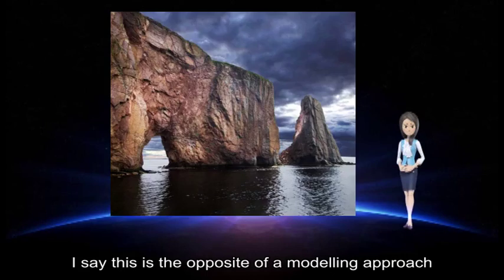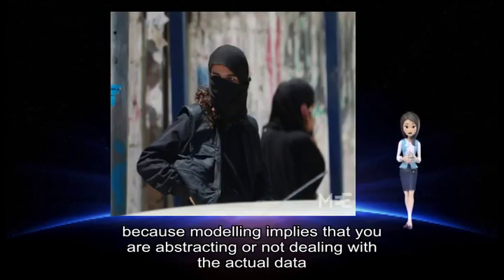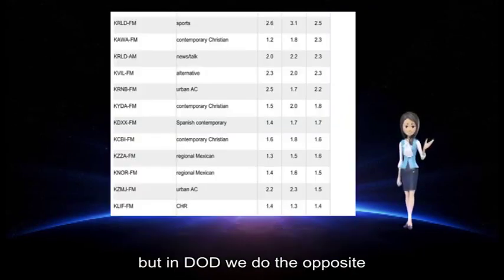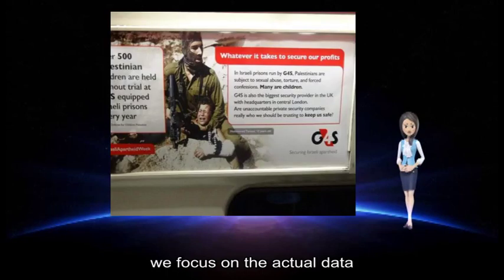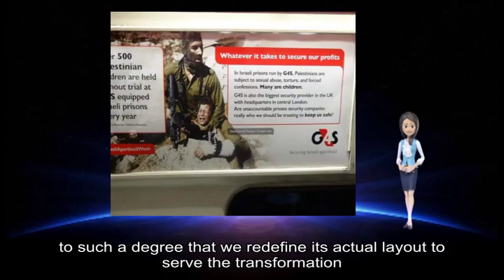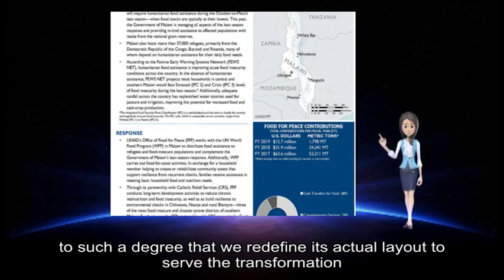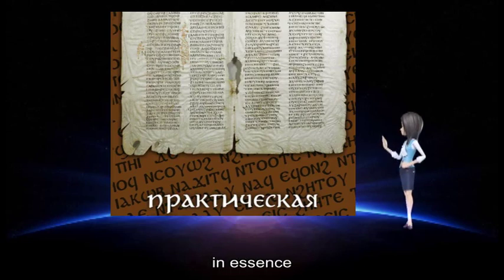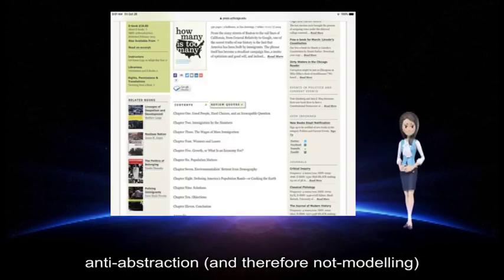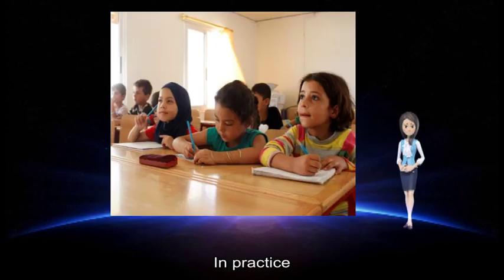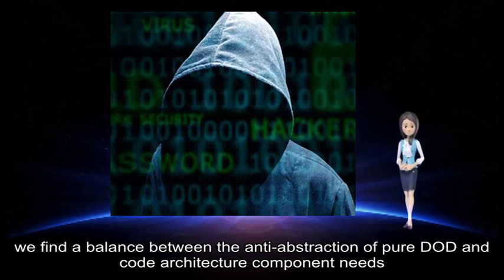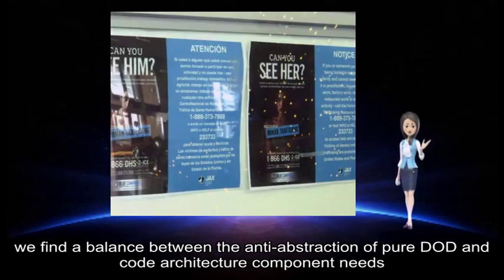I say this is the opposite of a modeling approach, because modeling implies that you are abstracting or not dealing with the actual data. But in DOD, we do the opposite. We focus on the actual data to such a degree that we redefine its actual layout to serve the transformation. DOD is, in essence, anti-abstraction, and therefore not modeling. In practice, we find a balance between the anti-abstraction of pure DOD and code architecture component needs.